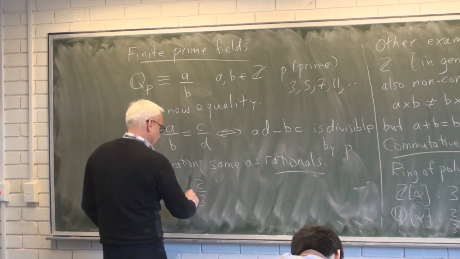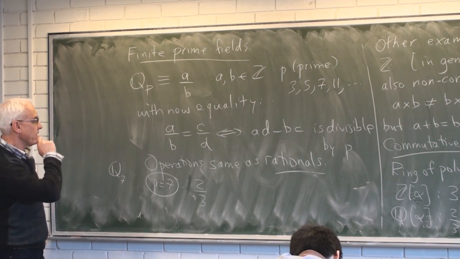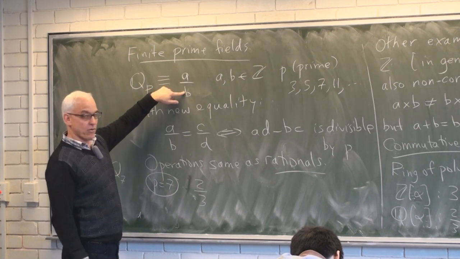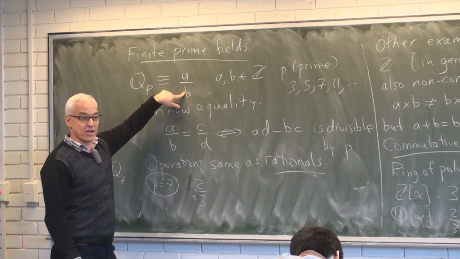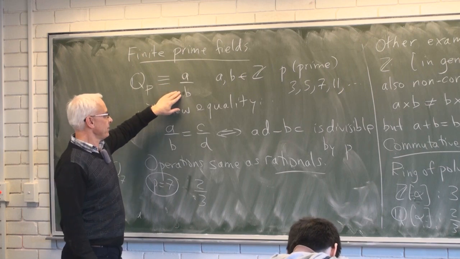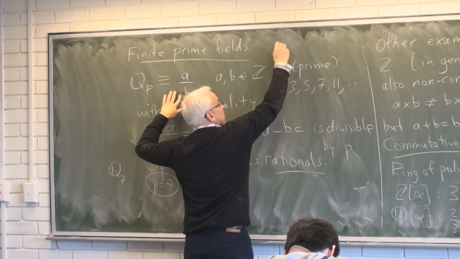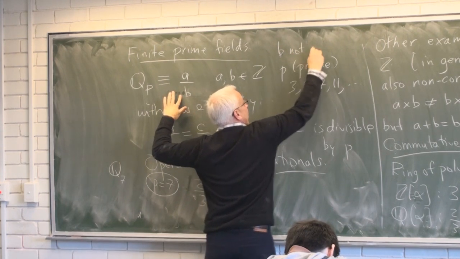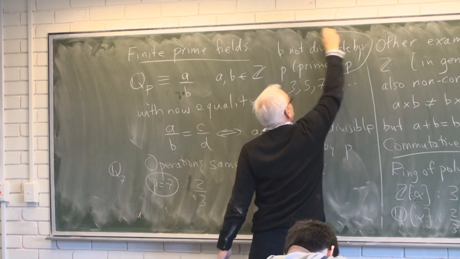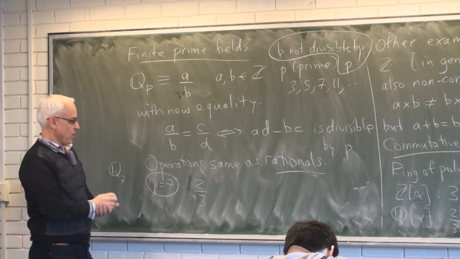So what is 2/3? Oh, I forgot to say one thing. There's a condition on A and B. For the rationals, the denominator cannot be 0. For these p-adic sort of rationals, we require a different condition. I better put it up here. So B is not divisible by p. That's the condition on the denominator that replaces the usual condition of being non-zero.